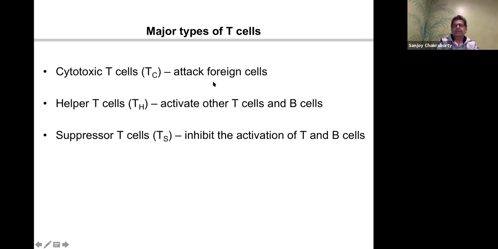What they do normally, they attack the foreign cells regularly. Helper T cells, the name is the answer. They help in the process, so they activate other T cells and B cells. And suppressor T cells, that's very interesting to know. Some books also call it regulatory T cells, Treg or TS.